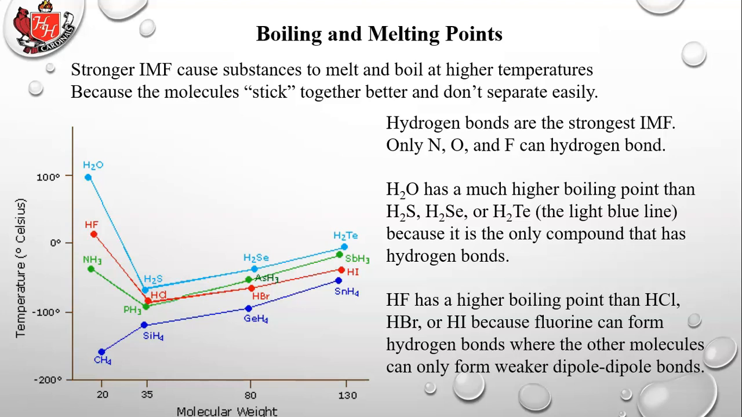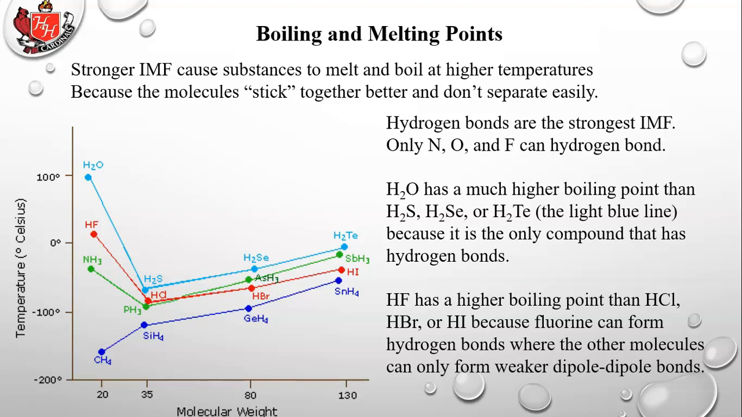The other 3 molecules are polar molecules, so if you put them in a pure substance of H2S, for example, they will have dipole-dipole bonds because they are polar molecules. H2Se is polar, H2Te is polar, so they will dipole-dipole bond, but that's not as strong as a hydrogen bond. Now, let's look at the next line, the red line.